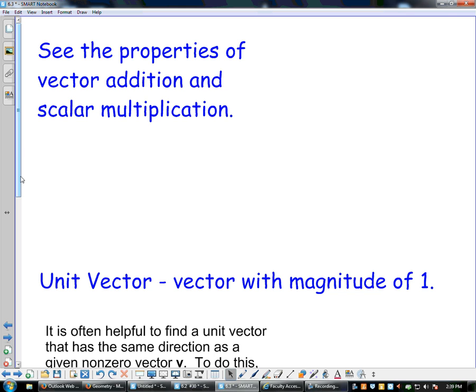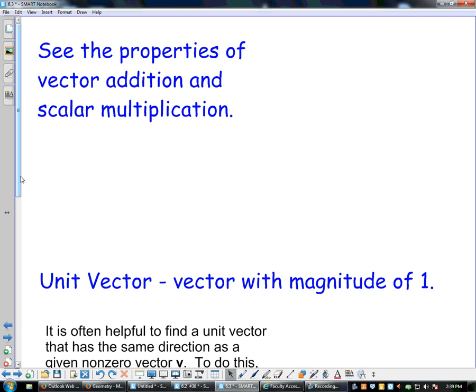On page 451 at the top of the page, it says vector addition and scalar multiplication share many of the properties of ordinary arithmetic. So these are the properties of vector addition and scalar multiplication. Let u, v, and w be vectors, and let c and d be scalars. Then the following properties are true. Is everyone with me on page 451?